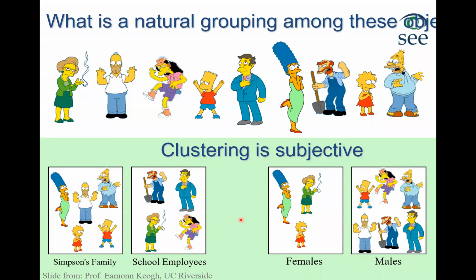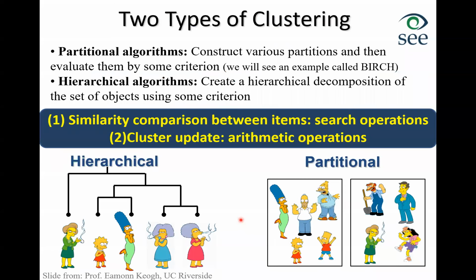However, clustering is subjective and there is no golden result for it. For example, the following characters can be clustered in terms of their family or employer, or in terms of their gender. There are two general methods for clustering. One is hierarchical and the other is partitional.